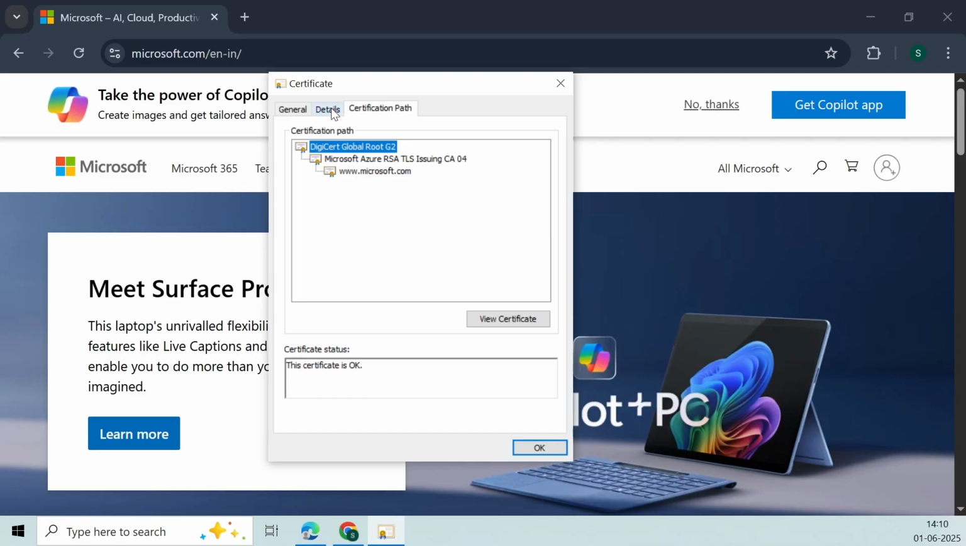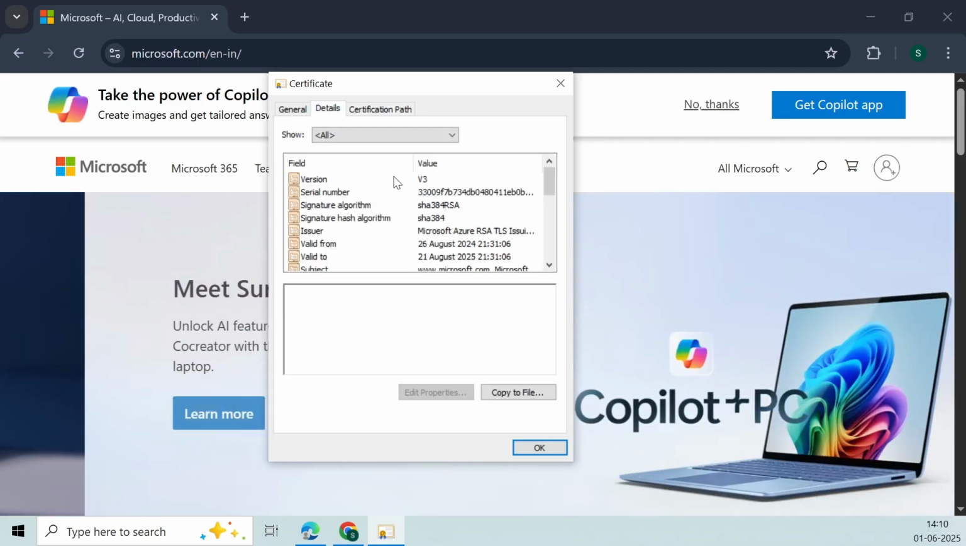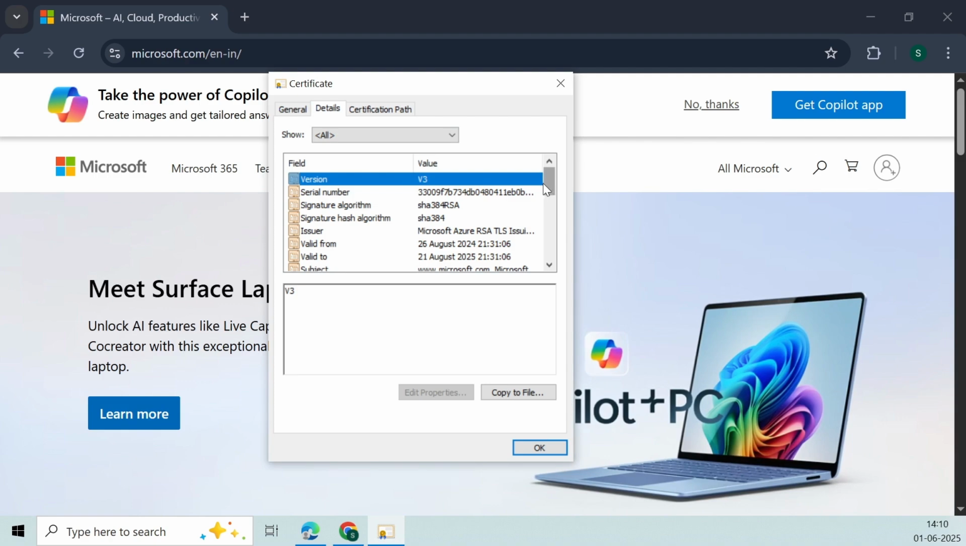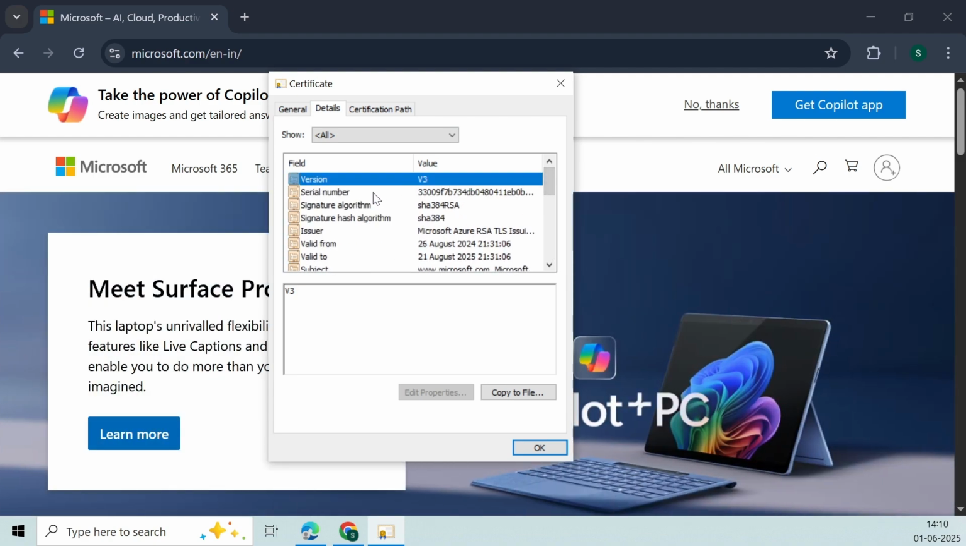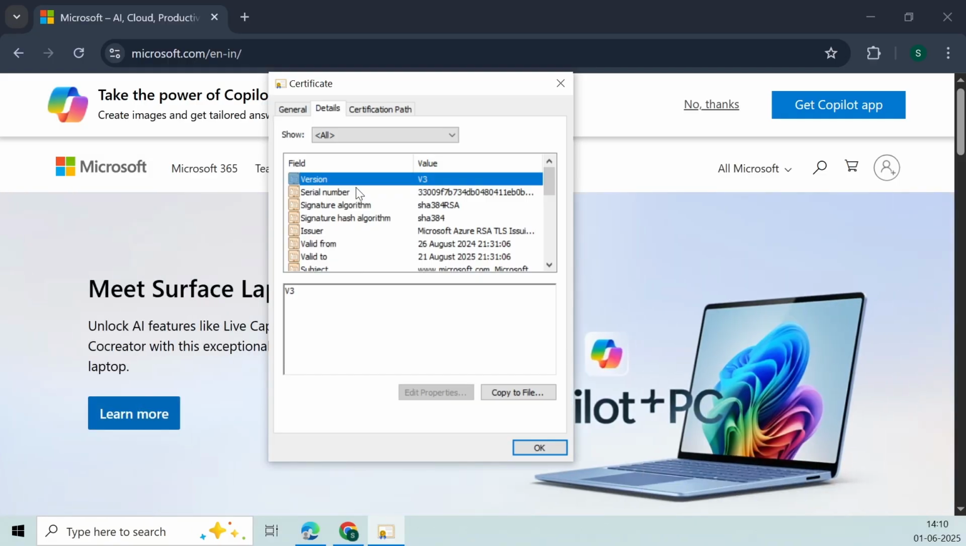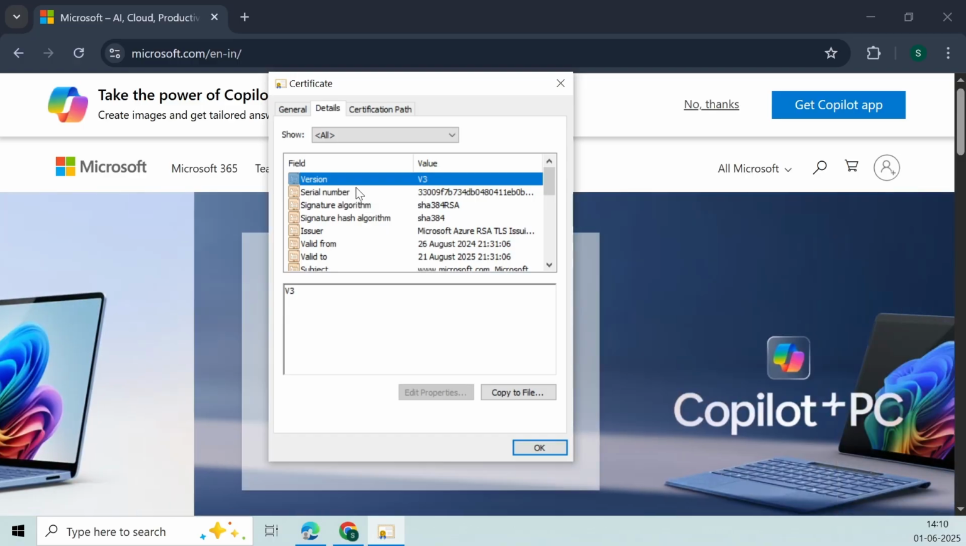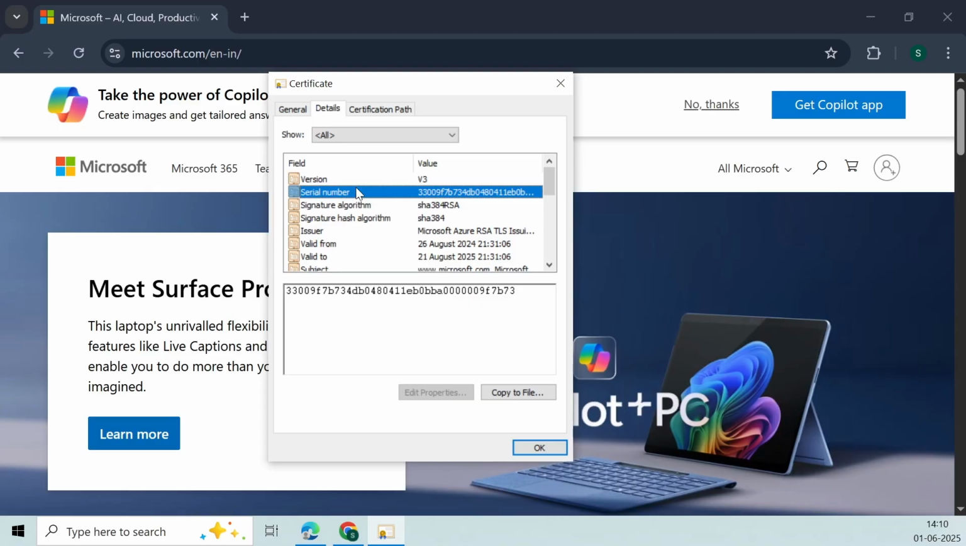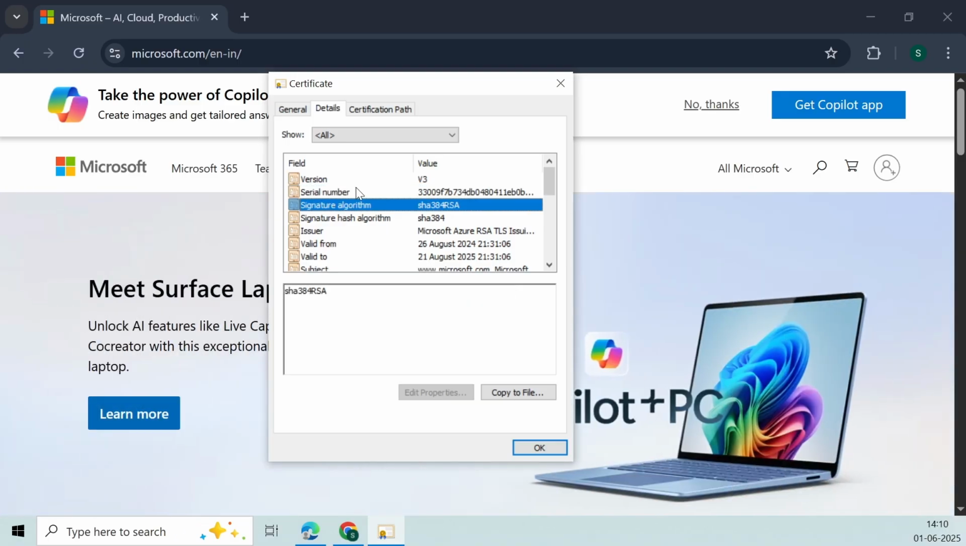Okay, now if we go to the details of the certificate, all these are the fields which are present in a certificate. Okay, we will see all those fields one by one. First is the version. The current industry standard is version 3 for all certificates. That's why we can see here it's written as version 3. Then we have the serial number, which will be unique for each and every certificate. Then we have the signature algorithm.